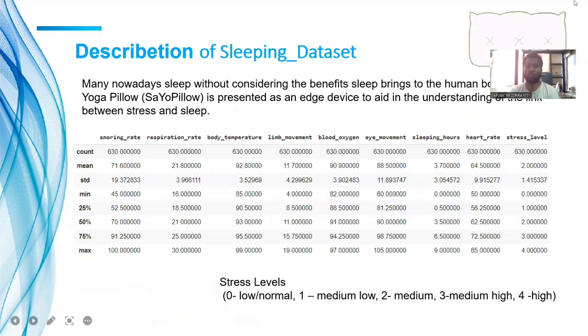Here, our data is collected from a sleeping data set. It contains snoring rate, respiration rate, body temperature, limb movement, body oxygen level, eye movement, sleeping hours, heart rate, and stress level. Here, stress level is categorized into 5 types: 0 denotes low or normal, 1 denotes medium low, 2 denotes medium, 3 denotes medium high, and 4 denotes high.